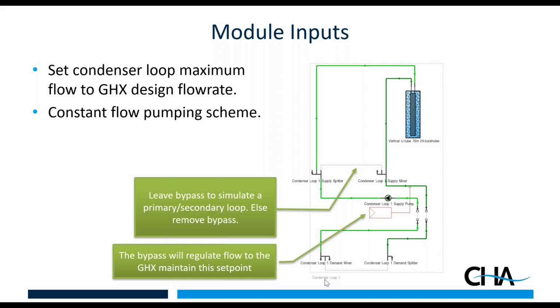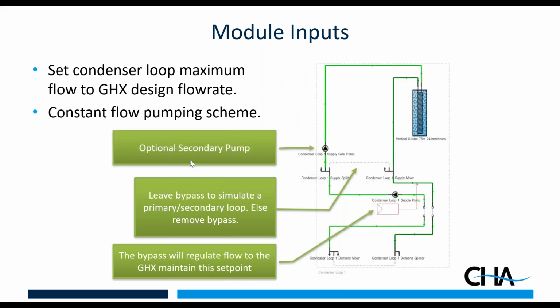Alternately, if you have a primary-secondary loop, you want to keep that bypass, because that's going to mimic the behavior of the three-way valve that you're going to have in there to regulate how much flow is going out to that heat exchanger. You can take that one step further. If you have that primary-secondary and you want to capture that pumping power, you can also just add the pump into there, so you can capture that a little bit more accurately.